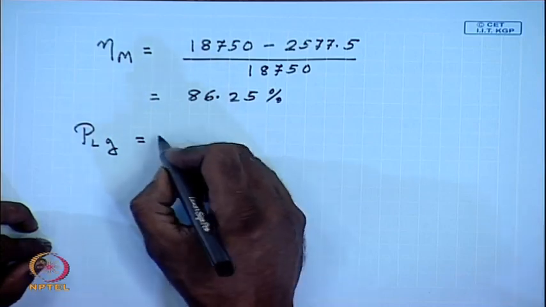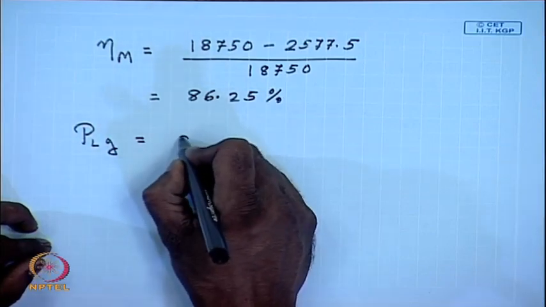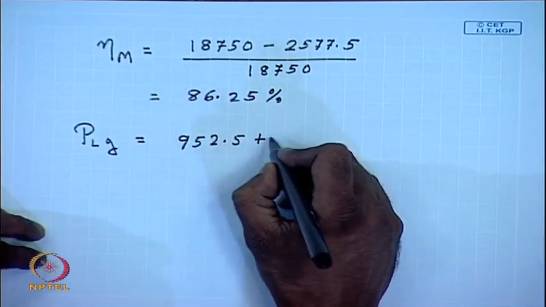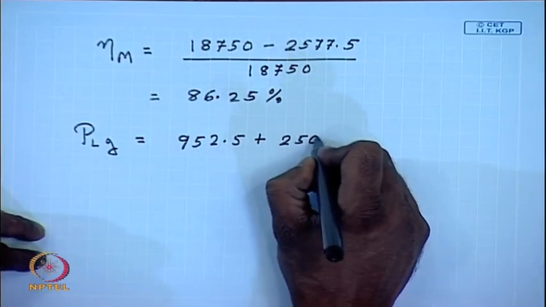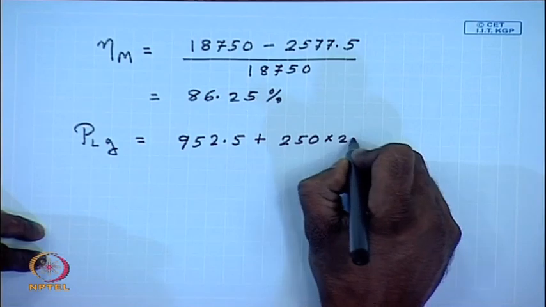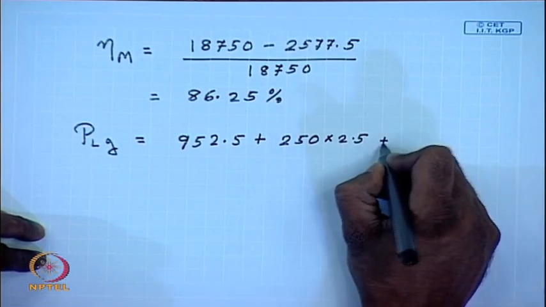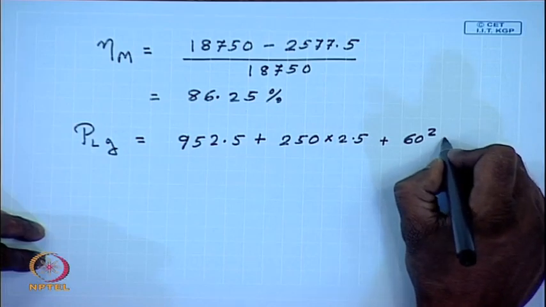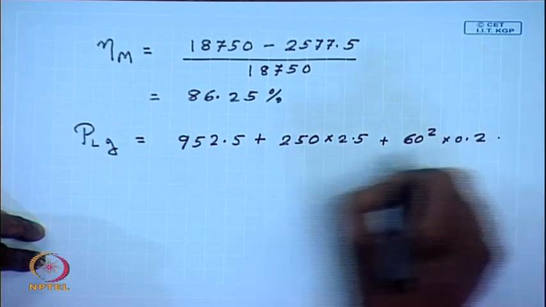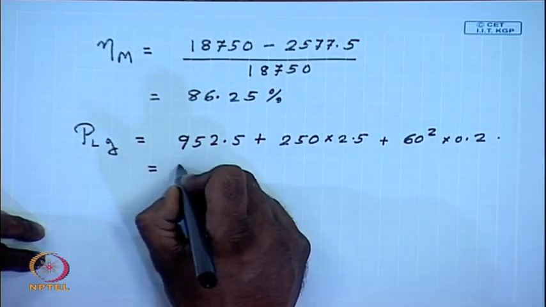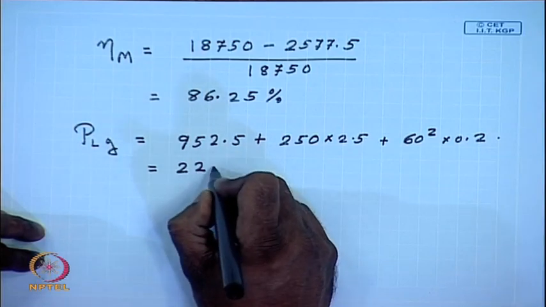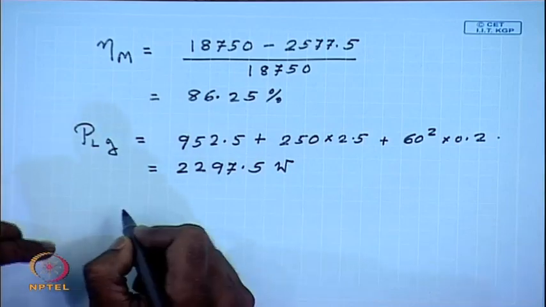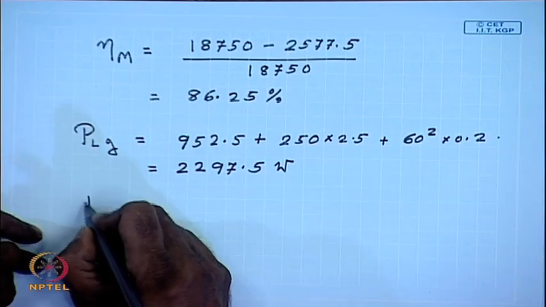In a similar manner, the loss in the generator comes to 952.5 plus the generator field loss, where the field current is 2.5 amperes, plus generator armature current square into armature resistance, this comes to 2297.5 watts.